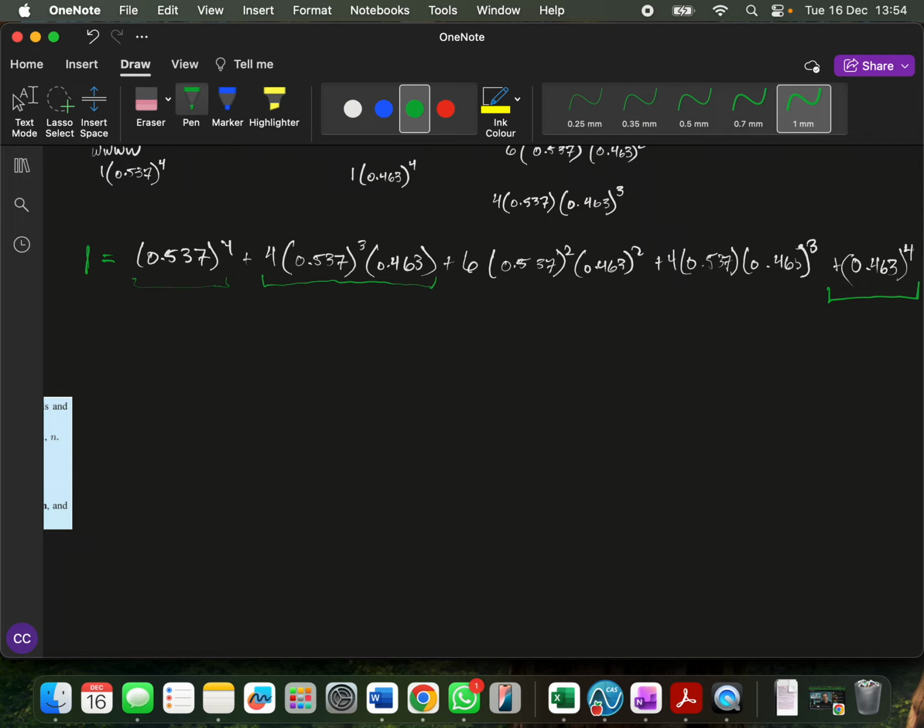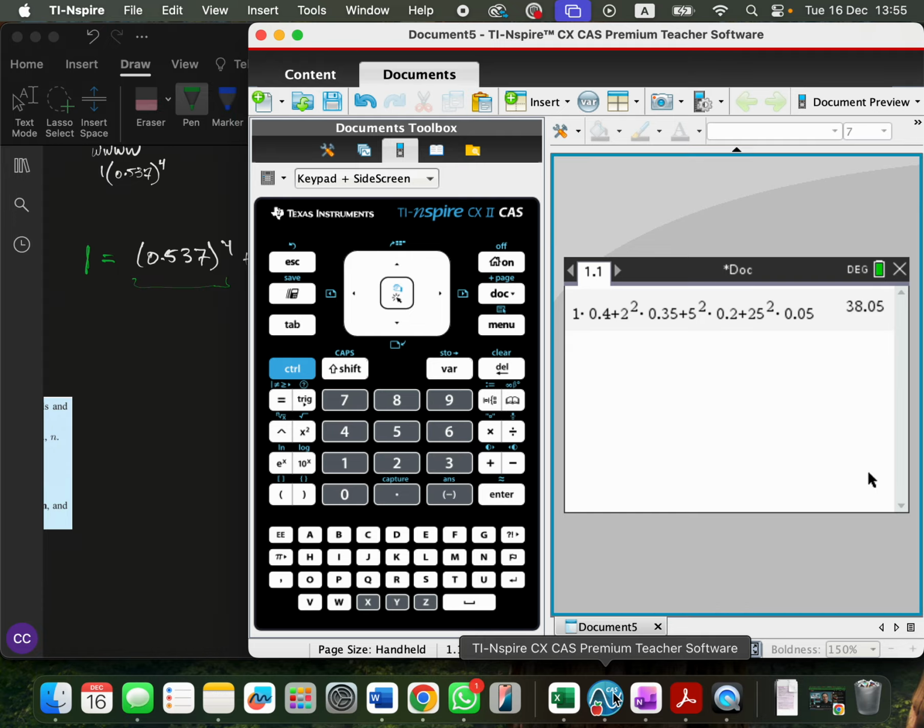Hopefully you said 1. So if I wanted to know the probability that my team won 3 of their last 4, I would just have to calculate this right here. I'm just going to go ahead and do that. So that was 4 times 0.537 to the third times 0.463.